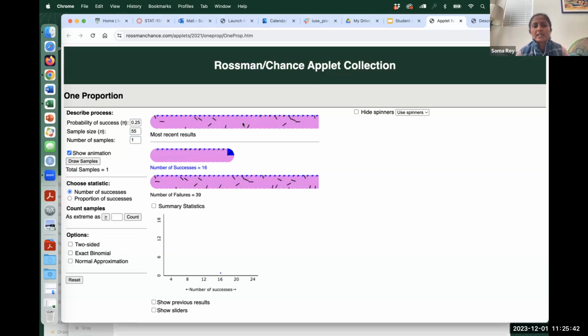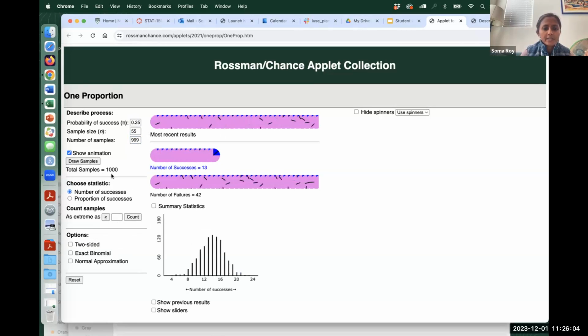So if you do it one time, it kind of uses a spinner instead of a coin. And then it says, well, if it were by chance, one of the values that could happen is 16 out of 55 picking the right front tire. And so you can do this several more times. I'm going to crank this up to a big enough number to give me 1,000 reps. And that shows me, okay, here's what some typical values would be.